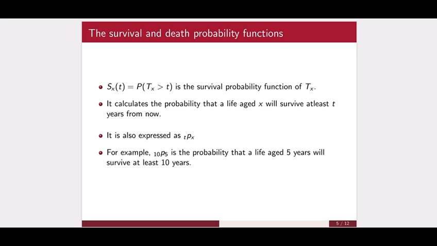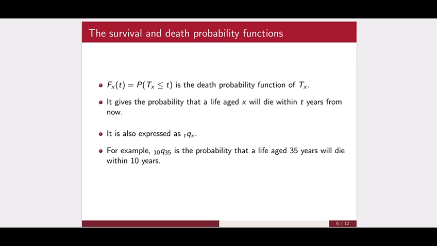For example, we do the substitution. Where there's the t, we replace it with the duration of 10 years, and where there's the x, to represent this life's age, we put 5 years. Then we are saying 10p5 is the probability that a life currently aged 5 years will survive at least 10 years from now.